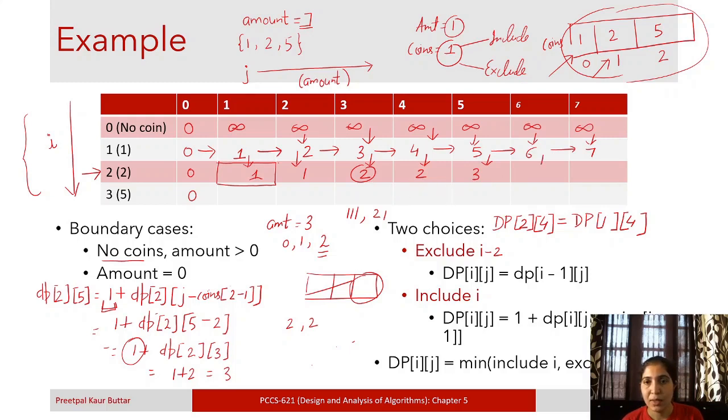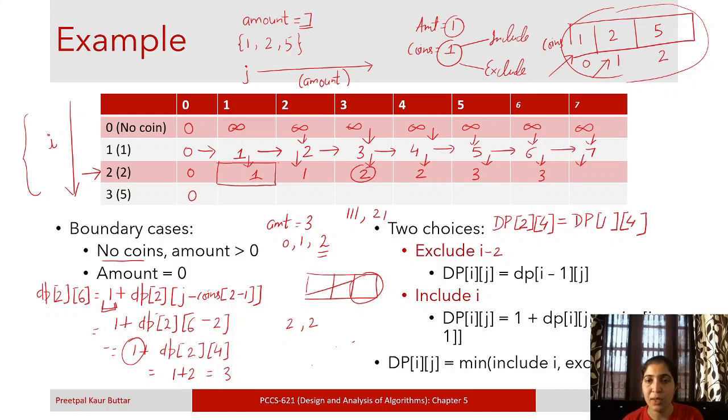Similarly, 6. For 6, you can use 6 1 rupee coins, or you can include a 2 rupee coin, and in that case you add 1 coin to the solution and the rest of the amount is 4. For making a 4 you need 2 coins. So total you need 3 coins, and out of 6 and 3, 3 is the best, right?